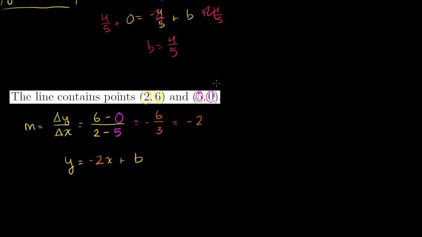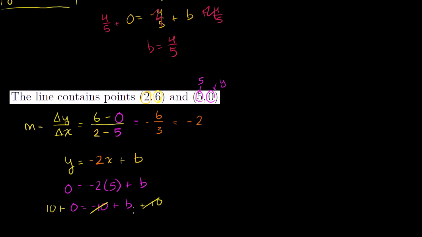So y is equal to 0 when x is equal to 5. So 0 is equal to -2 times 5, when x is equal to 5, plus b. And so you get 0 is equal to -10 plus b. If you add 10 to both sides of this equation, let's add 10 to both sides.